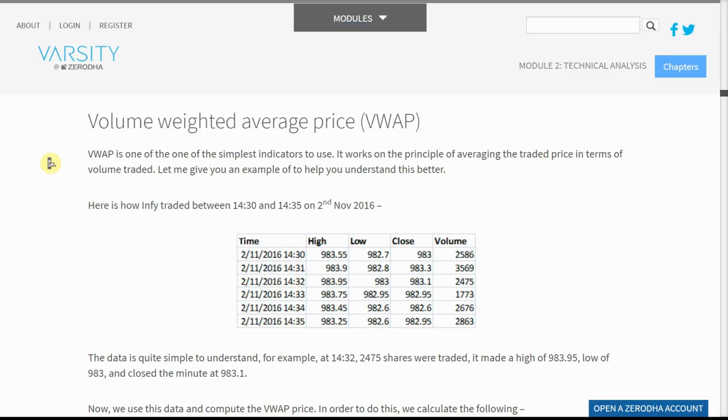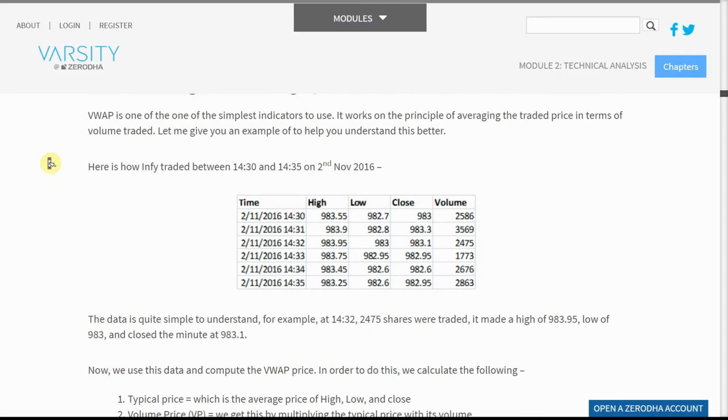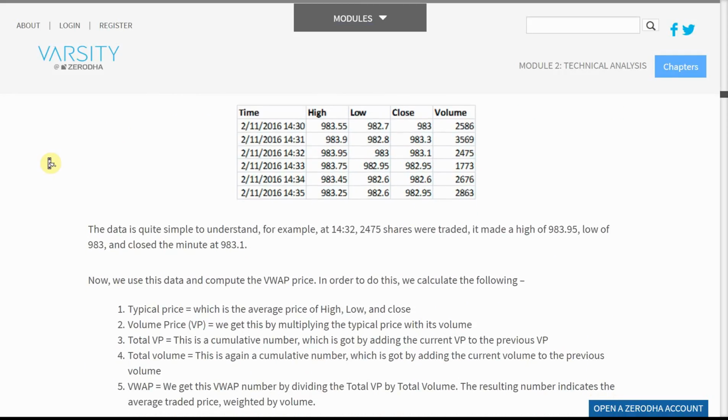The data is quite simple to understand. For example, at 14:32, 2,475 shares were traded. It made a high of 983.95, a low of 983, and closed the minute at 983.1. Now, we use this data and compute the VWAP price. In order to do this, we calculate the following.